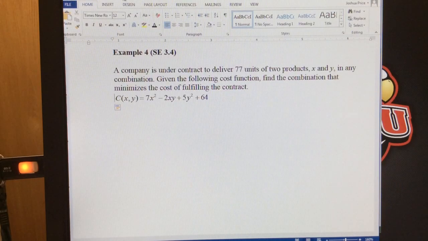This next example, example 4, is looking at a constraint optimization problem again. So what we know is that a company is under contract to deliver 77 units of two products, X and Y. It can be in any combination. All we know is that we either have to have 77 units of good X, 77 units of good Y, or at least 77 units of a combination of the two. And our goal here is we want to find that combination that minimizes the cost of fulfilling the contract.